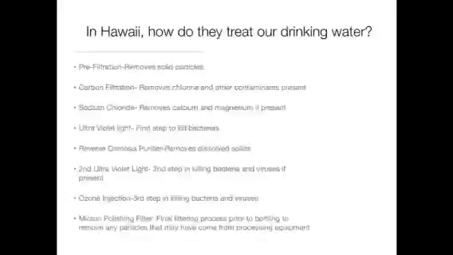This process includes pre-filtration to remove solid particles; carbon filtration to remove chlorine and other contaminants present; sodium chloride, which removes calcium and magnesium if present; ultraviolet light, the first step to kill bacteria; reverse osmosis purifier to remove dissolved solids; second ultraviolet light, the second step in killing bacteria and viruses if present; ozone injection, the third step in killing bacteria and viruses; and finally, a micron polishing filter. This is the final filtering process prior to bottling to remove any particles that may have come from processing equipment.